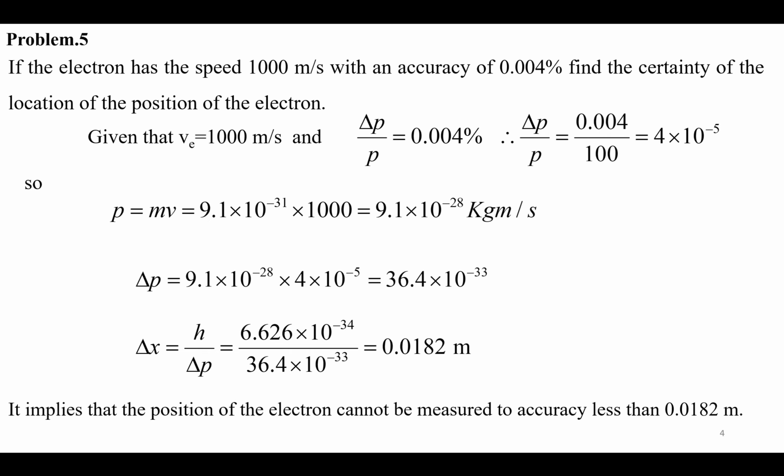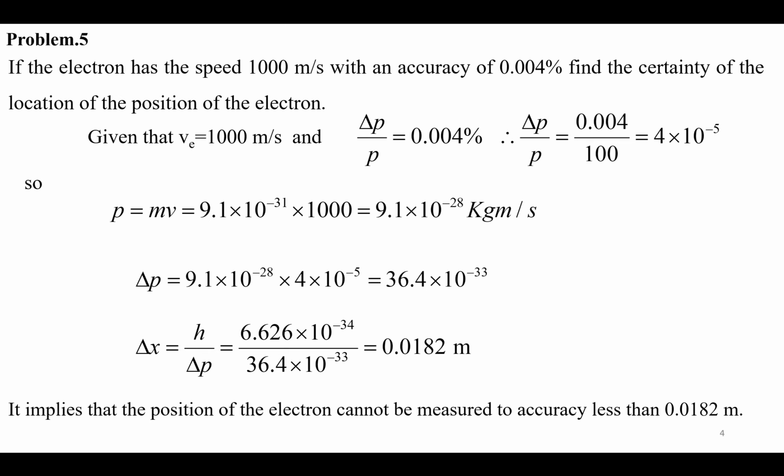Now we will solve problem 5. If the electron has a speed 1000 meter per second with an accuracy of 0.004%, find the certainty of the location or the position of the electron. So we are going to find out the location where the electron is. We are going to use only the uncertainty principle here.